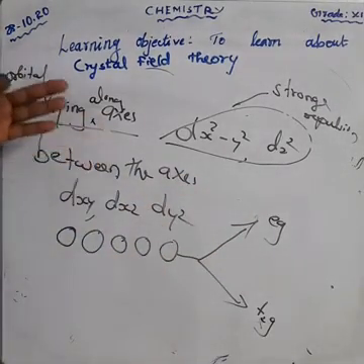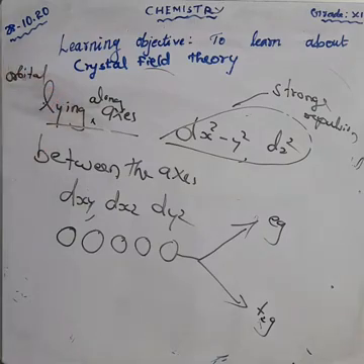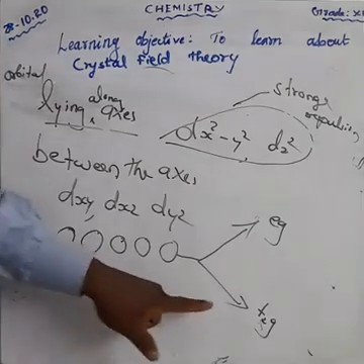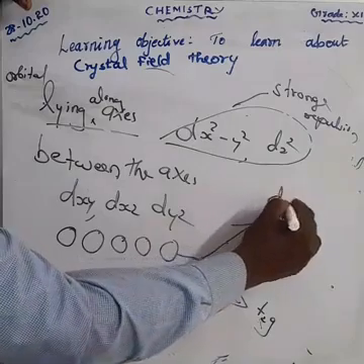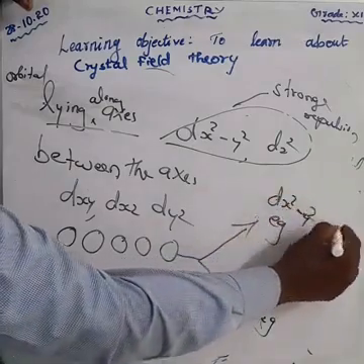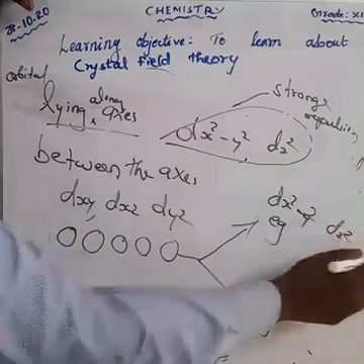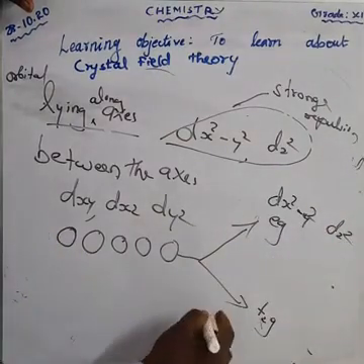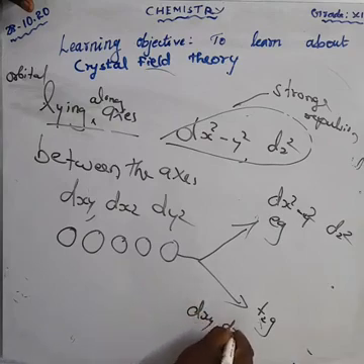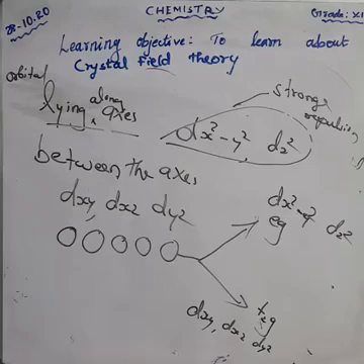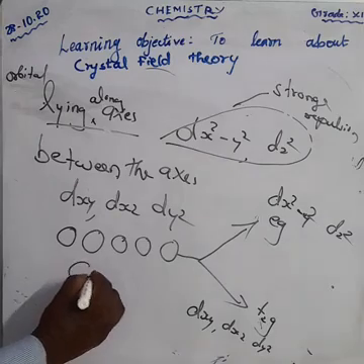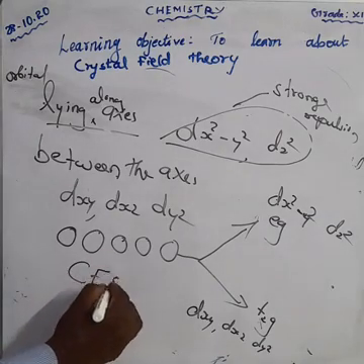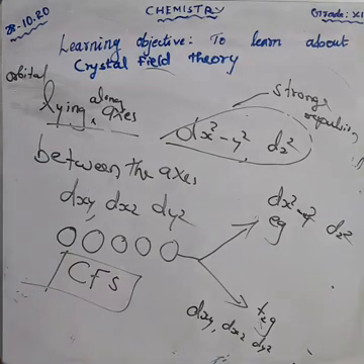I told you, what about the Eg? It is doubly degenerate. What about the T2g? Triply degenerate. Doubly means which are the orbitals there? dx square minus y square and dz square. What about the triply degenerate? dxy, dxz, dyz. This splitting process is called crystal field splitting.